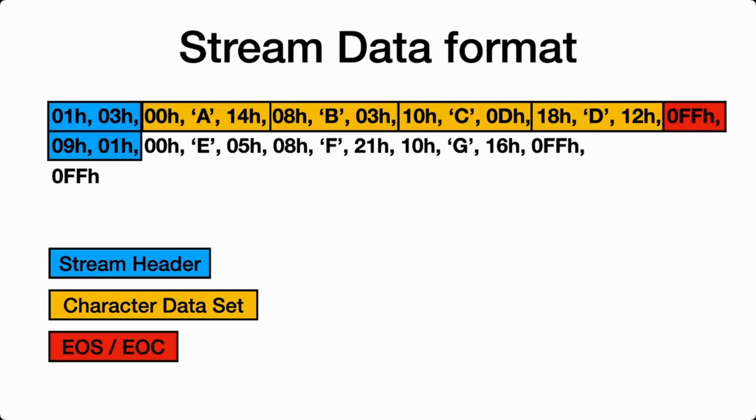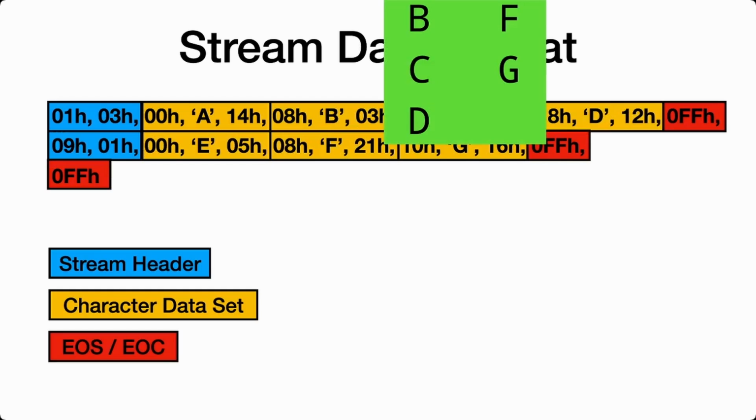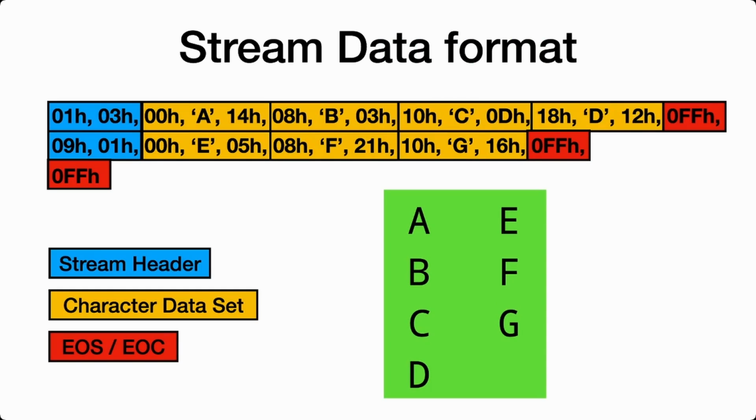We start at column 9 now, and we've got E, F, and G. And end of stream, and then end of streams. And when all done, we should get 2 columns. First column has A, B, C, D. Next column has E, F, G. And hopefully they'll move downwards.